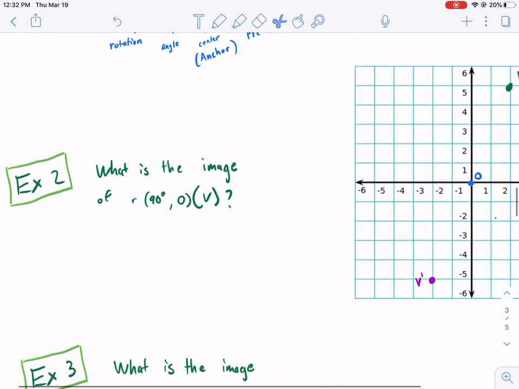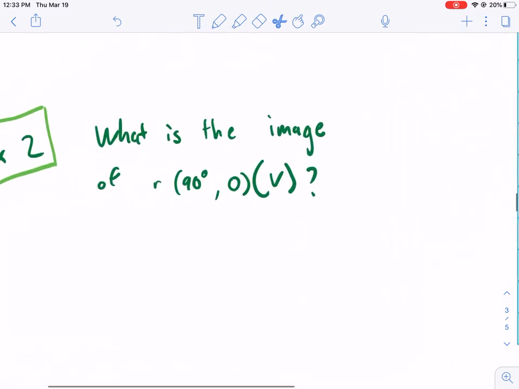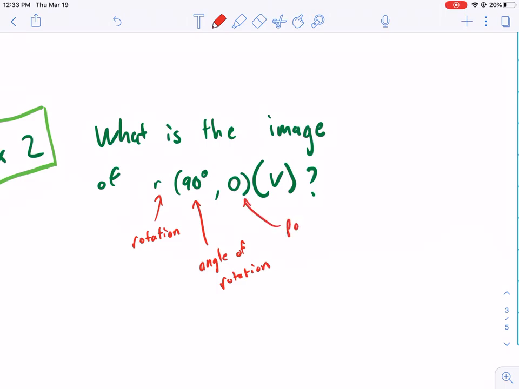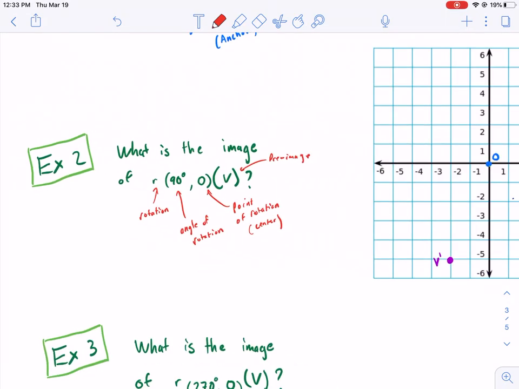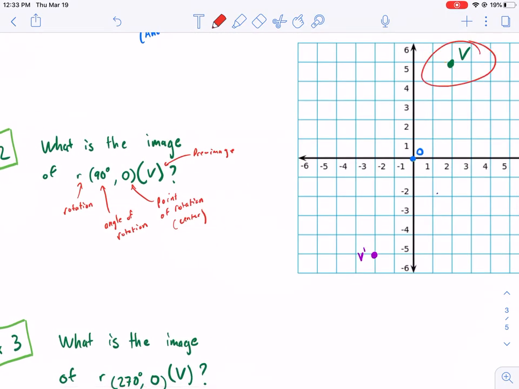So example 2 is: what is the image of, and it has all this notation here. By now we should understand that this means rotation. The 90 degrees means that's the angle of rotation. And the O is the point, or the center of rotation. Okay, I like to think of it as the center of rotation. And then this is the pre-image, which we already established was in this spot right here, V.